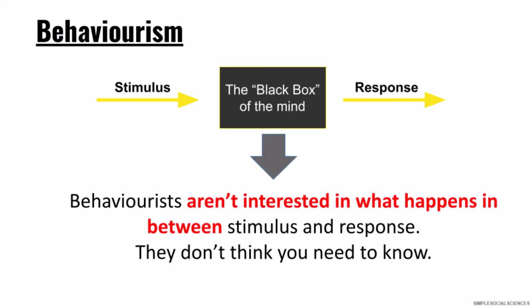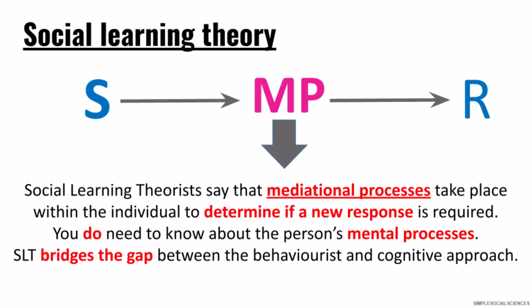Let's begin. If we look back at the last approach, which was behaviorism, we saw that behaviorists aren't interested in what happens between stimulus and response. They're only interested in observable behavior. Social learning theorists, on the other hand, state that mediational processes take place within an individual to determine if a new response is required. We need to know about a person's mental processes then. That's why the social learning theory is known as bridging the gap between behaviorists and cognitive psychology, as this approach aims to explain the processes involved in between the stimulus and response.